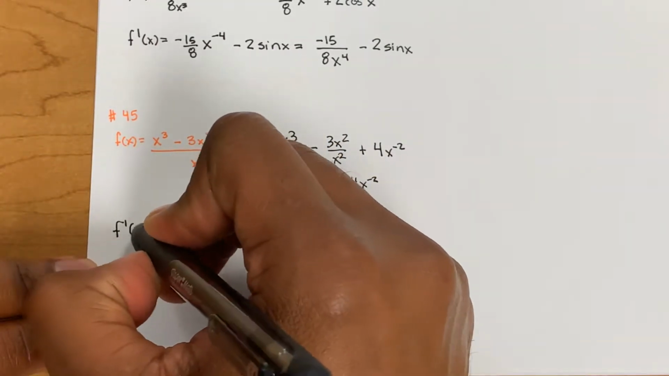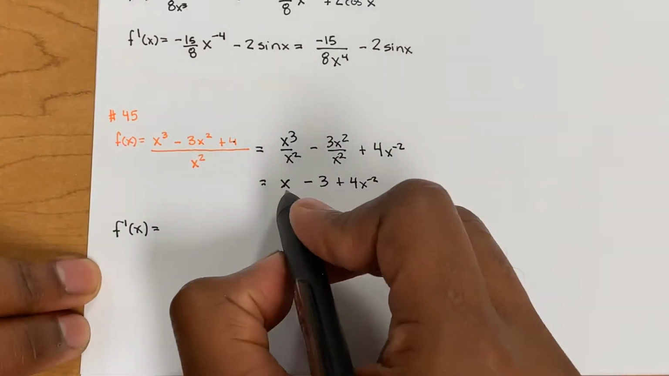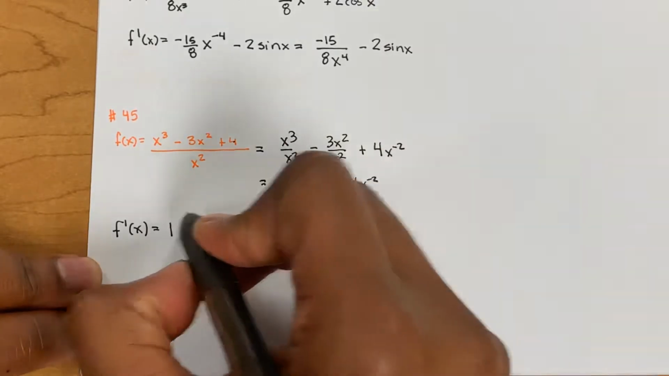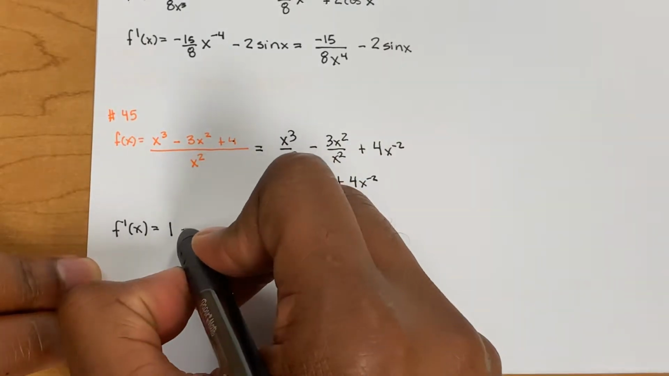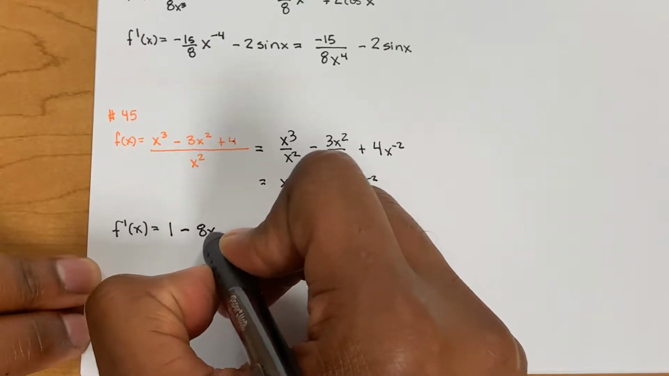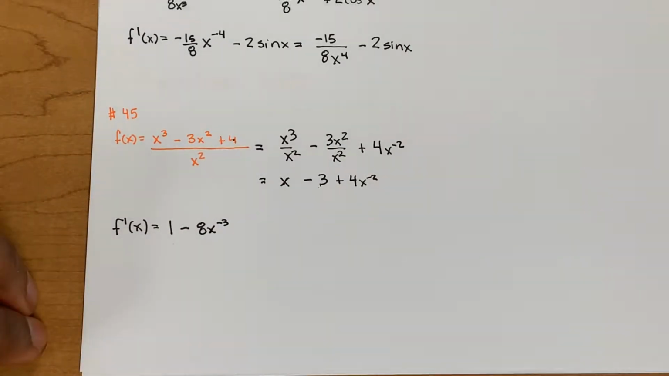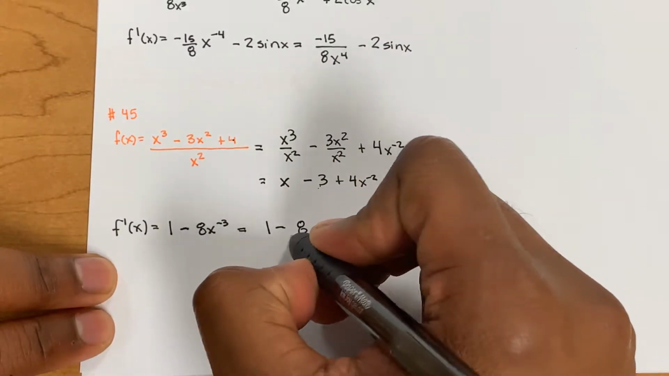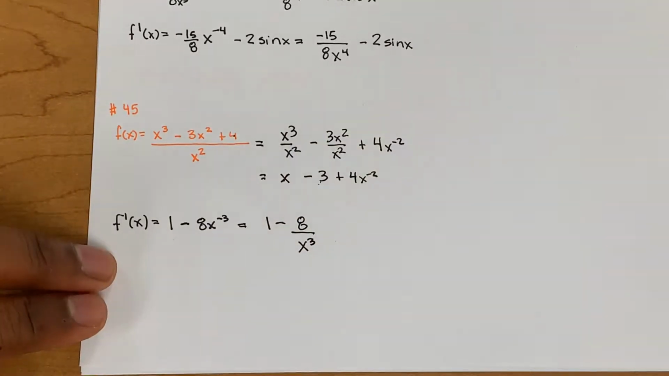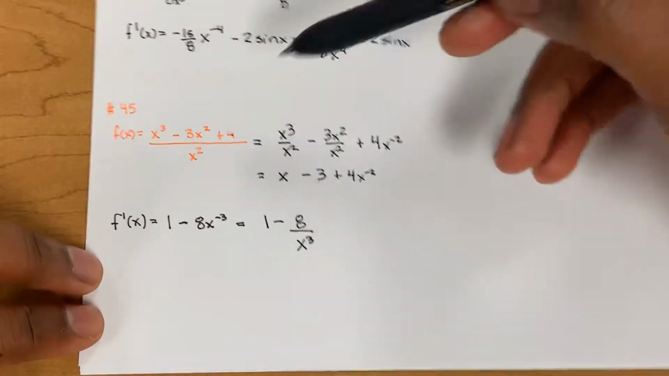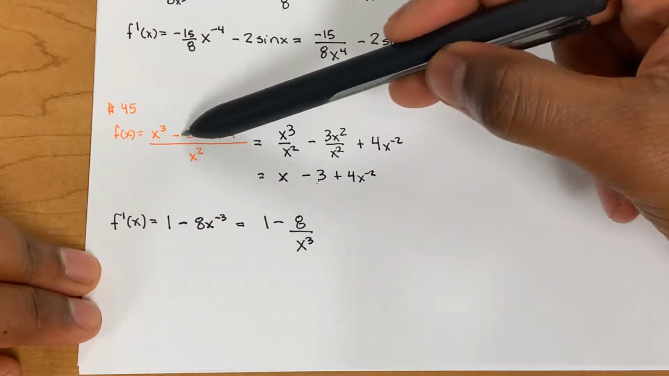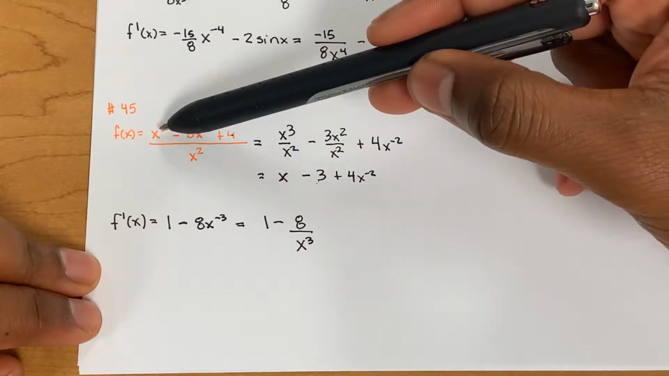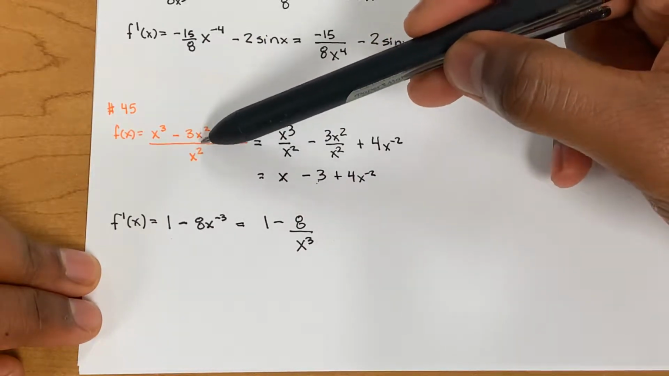The actual derivative is going to equal, the derivative of x is 1. The derivative of any constant is 0. So then we're going to have 4 times negative 2, which is negative 8x. And again, the exponent goes down by 1, so negative 3. In a rewrite step, we would have 1 minus 8 over x to the third power. So that's our final answer. So again, if you have a whole numerator over a single term in the denominator, you can always put each term in the numerator over the denominator.